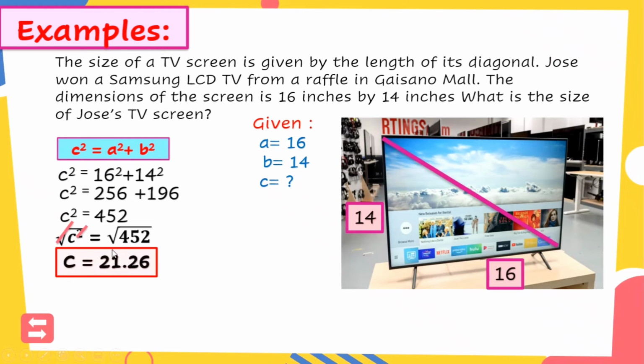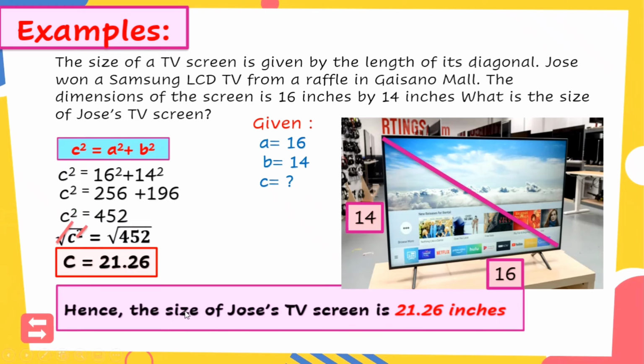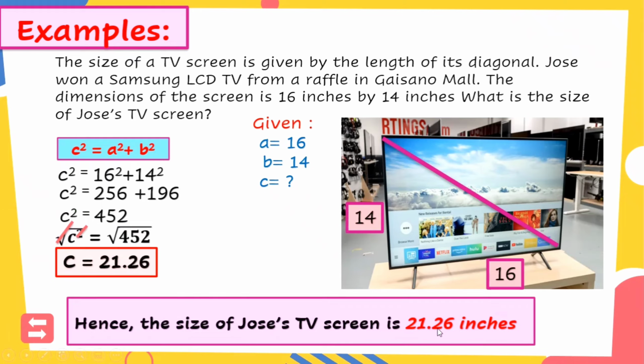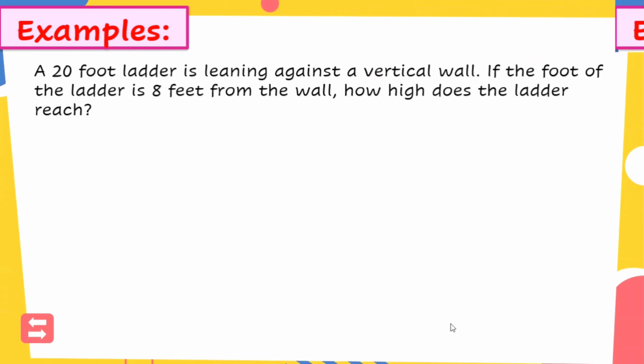Square root of 452 is 21.26. Hence, the size of a TV screen is 21.26 inches. So, huwag kalimutan na ilagyan ng unit of measure. So, since ito ay tungkol sa inches, ang unit of measure din natin is inches. So, itong kabuuan ng ating TV screen ay 21.26 inches.